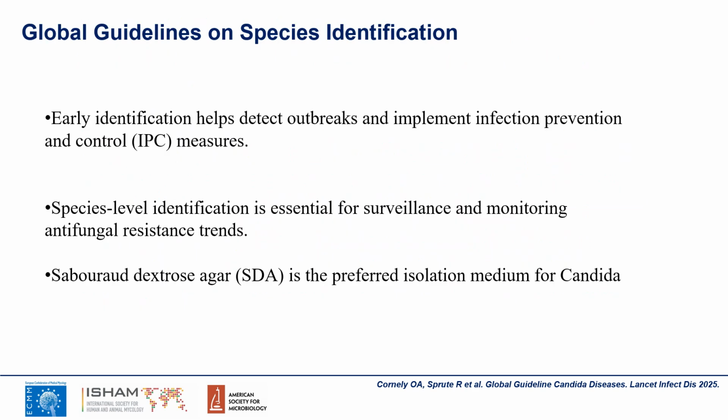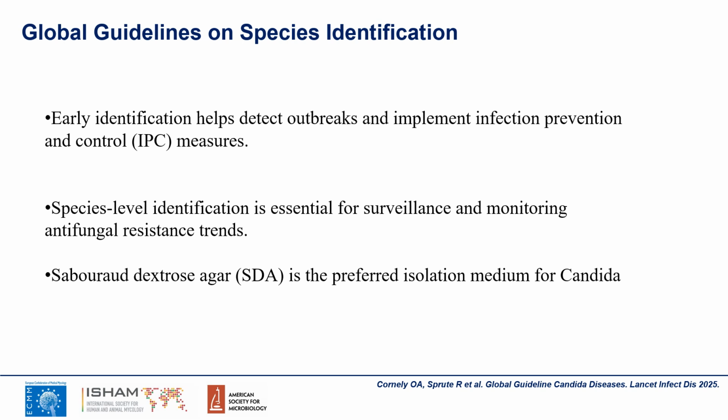So once we come to species identification, why is it important? Why is it important to identify the Candida species correctly? It is important because early identification helps in detecting outbreaks, and it is also very important to implement infection prevention and control measures. Not only that, it is also important that we identify the Candida species accurately for surveillance studies and also to monitor antifungal resistance trends.